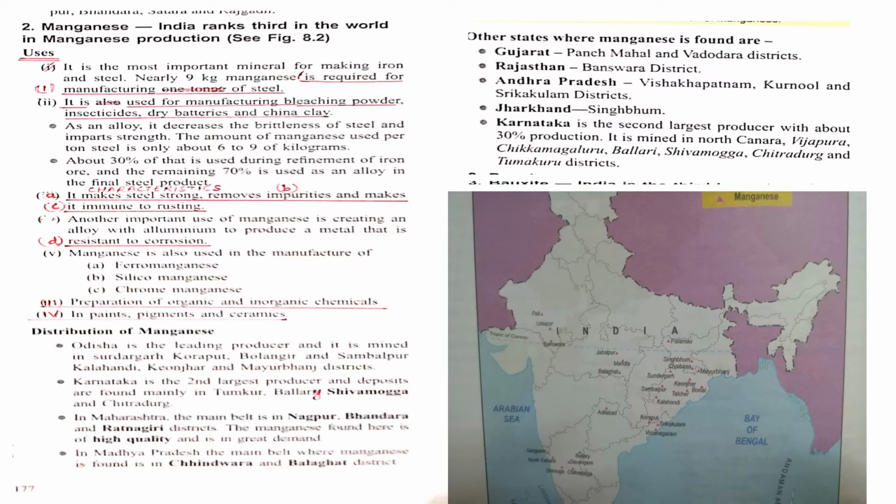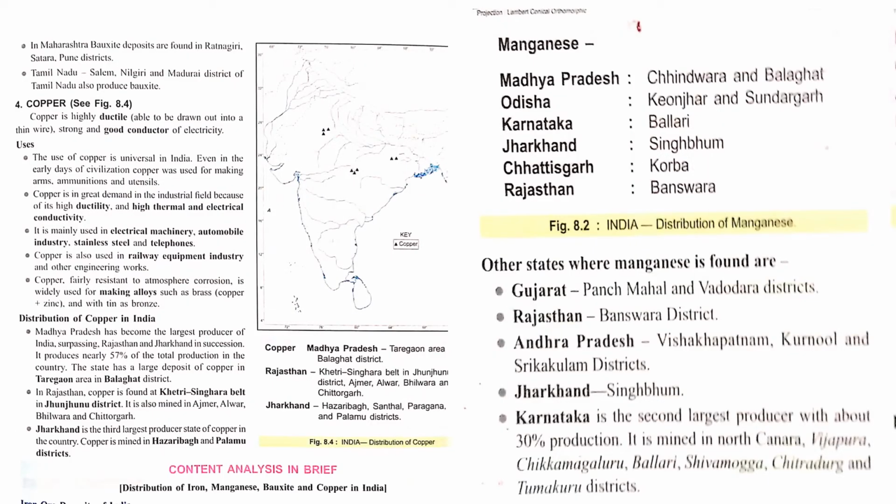Now we come to copper. So children, all the districts have to be learnt as I have told you in the beginning when we had started iron ore. So a question may come regarding the district. A district can be named and then you will have to write which mineral is associated with that district or which state the district lies in. Then we come to copper.